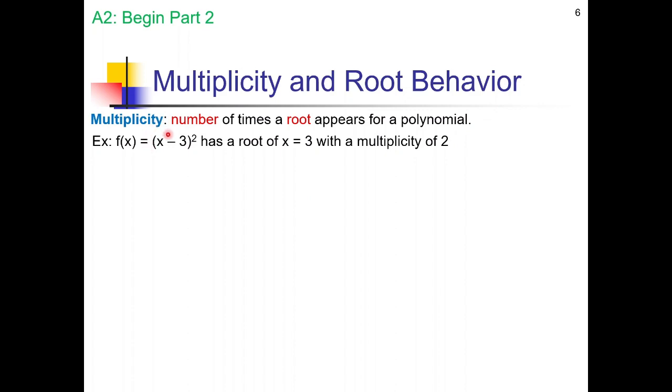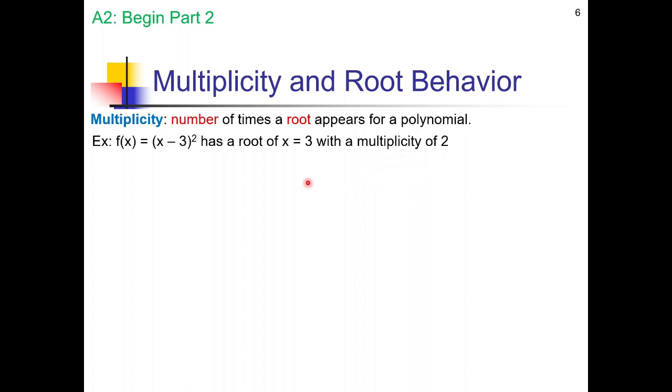So multiplicity is just a fancy way of saying the number of times a root appears for a polynomial. So for example, let's say you have (x minus 3) squared, and you're setting that equal to 0 and solving it. So obviously 3 is your answer, but it's actually 3 and 3. There's actually 2 answers. They just both happen to be the same number. So another way of saying that is we would have a root of 3 with a multiplicity of 2. This is a way of talking about duplicate solutions.